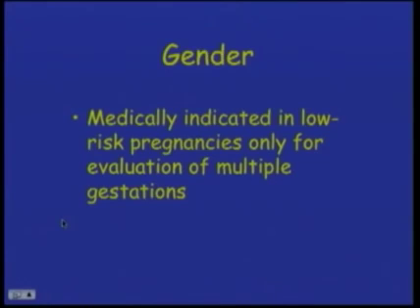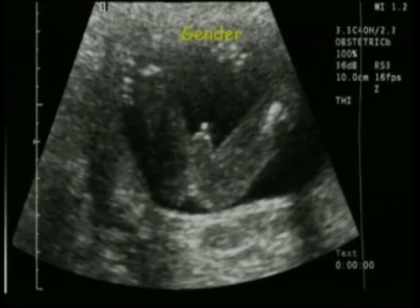We need to take pictures of the gender in multiple gestations, but in singletons, it's not necessary in the low-risk pregnancies, but most of our families in our culture would like to know the gender, and they feel much better if you can tell it to them. So I'd say about 80% of patients want to know their gender, and it'll all depend upon your patient population. This is a male with the 2 legs spread, and you can see the scrotum and the penis right in the middle.